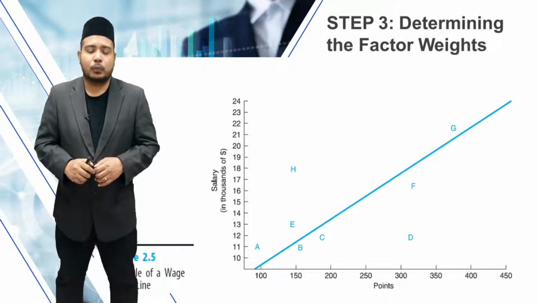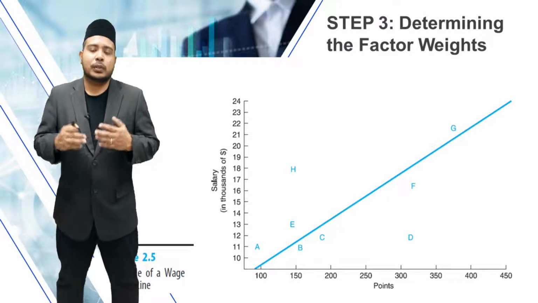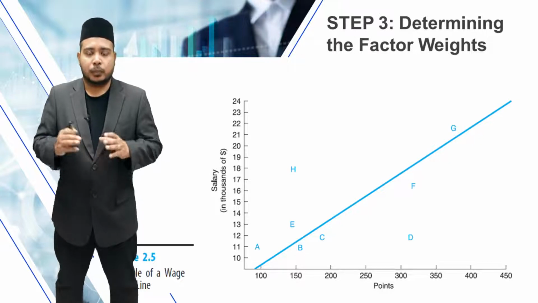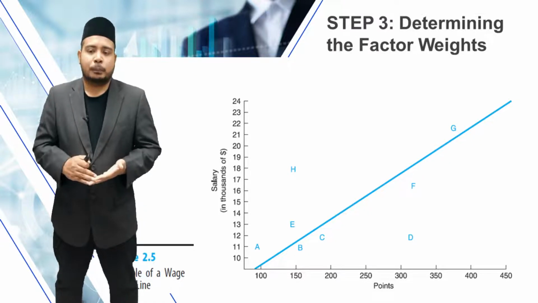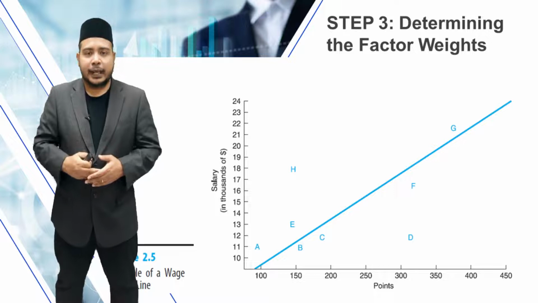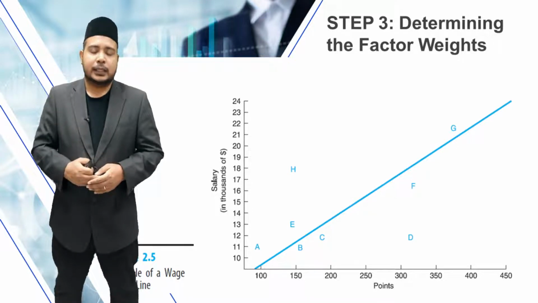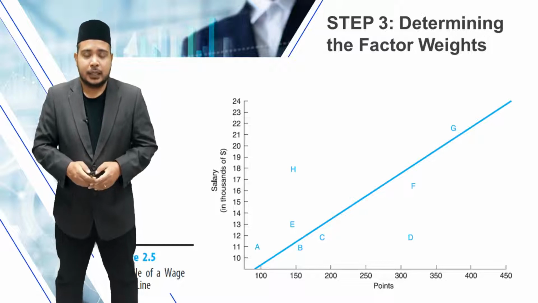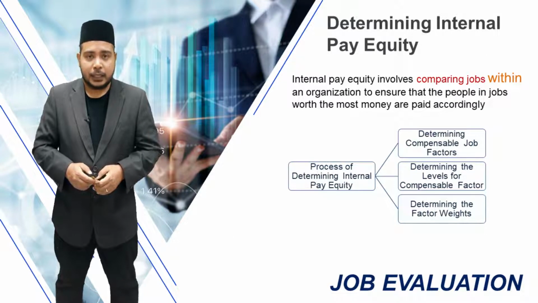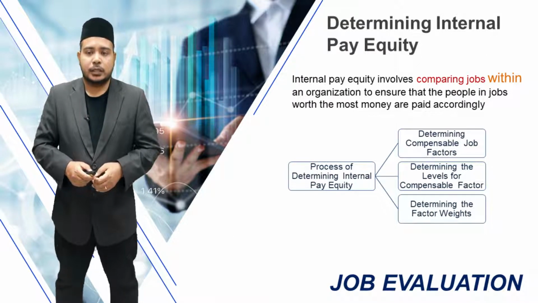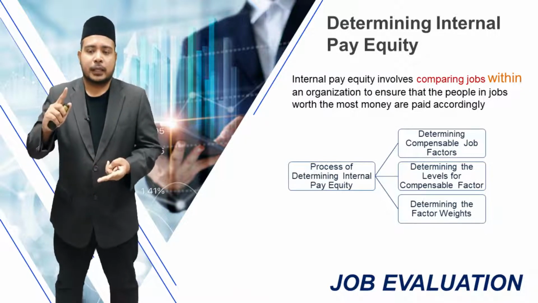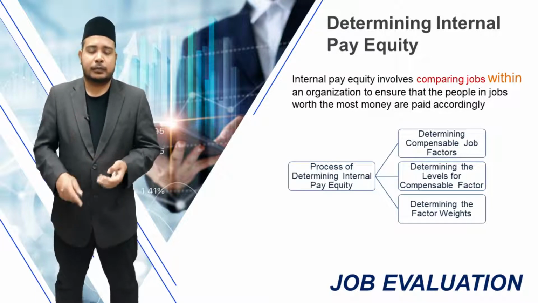This is an example of a wage trend line, used when we want to determine the factor weights and assess whether a particular position is being paid accordingly, or whether we are underpaying or overpaying. If it is above the line, we are basically overpaying. Below the line, we are basically underpaying the position. That is for determining internal pay equity. So we have 3 processes: determining compensable factors, determining the levels for compensable factors, and determining the factor weights.